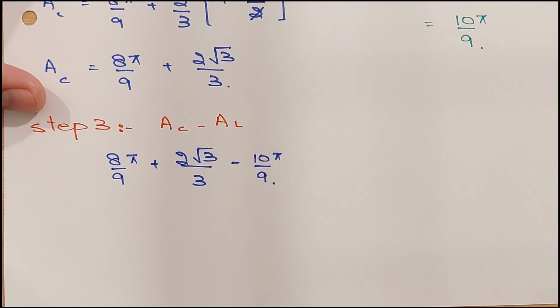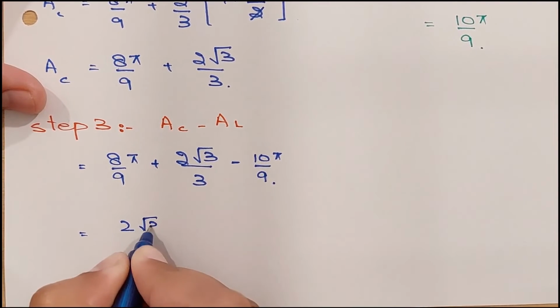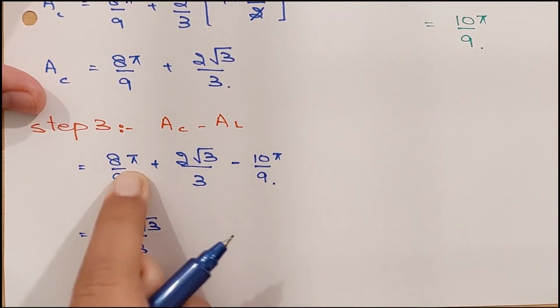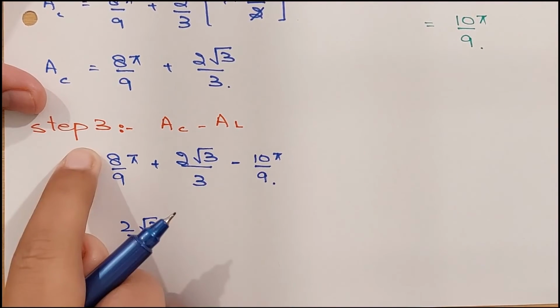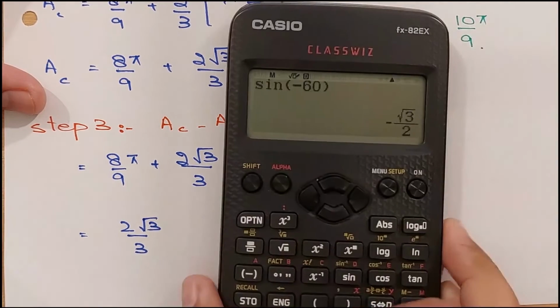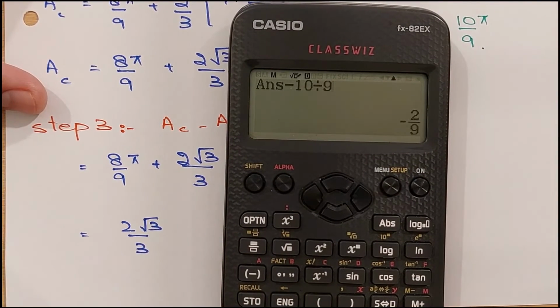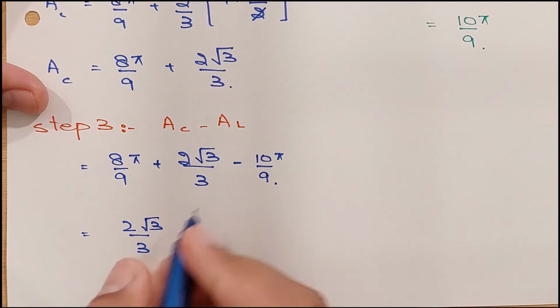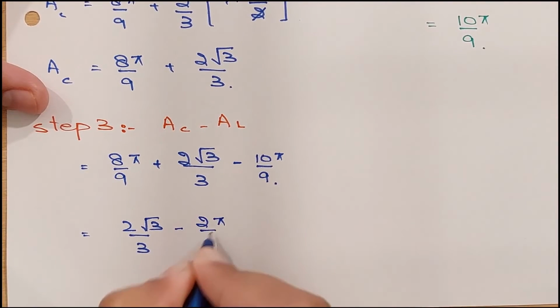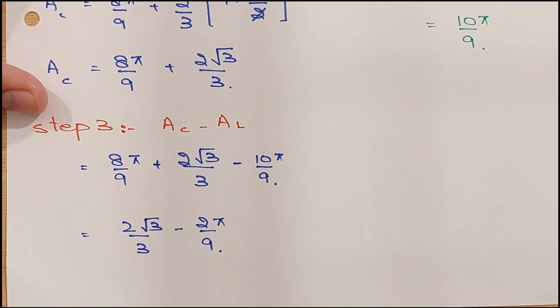All right. So now we have 2 square root of 3 divided by 3. And we have 2 pi terms, 8 by 9 and minus 10 by 9. So simplify. 8 divided by 9 minus 10 divided by 9. This is negative 2 by 9 pi. Negative 2 pi over 9. So this is the shaded area.